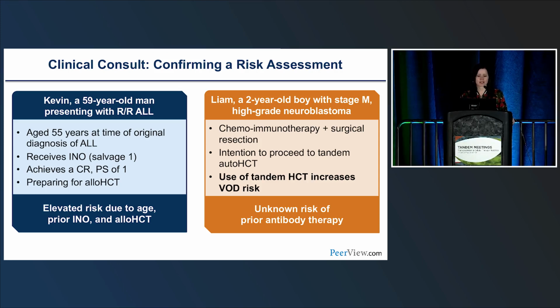Okay, so coming back to our case. Now things have moved. For Kevin, our gentleman with relapsed ALL, based on data, he has an elevated risk due to his age, prior inotuzumab therapy, and the receipt of an allogeneic stem cell transplant. For our pediatric patient, he has increased risk associated with a tandem transplant. And then there's a question now about antibody therapy. Some of our neuroblastoma patients are getting antibody therapy prior to transplant. In some cases, we've seen increased incidence, but this is something that we're still trying to understand.